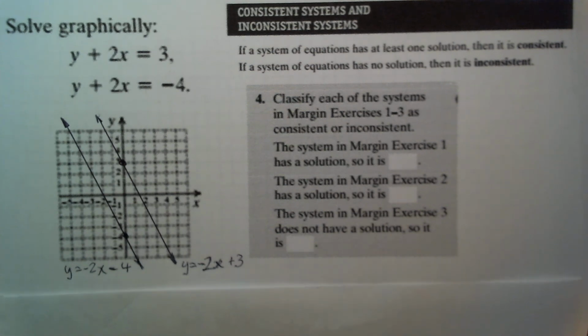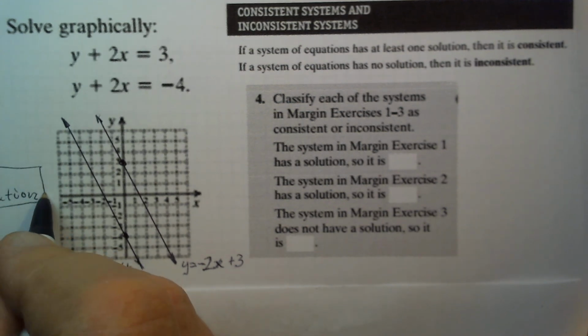When we graph the two equations, the lines appear to be parallel, and rewriting the two equations in slope-intercept form, y equals minus 2x minus 4 and y equals minus 2x plus 3, we notice that they have the same slope. In other words, that confirms that the lines are parallel, and of course parallel lines don't intersect. Therefore, in this case, there is no solution. So when we have parallel lines, there is no solution.